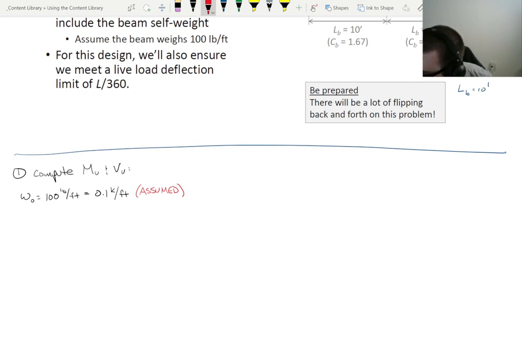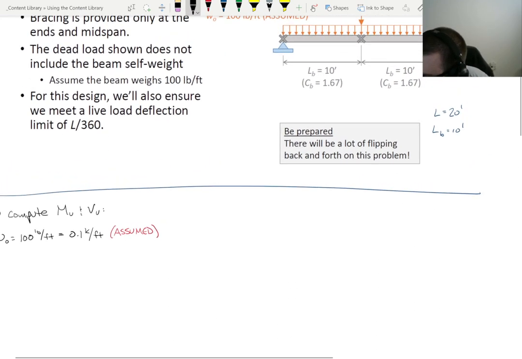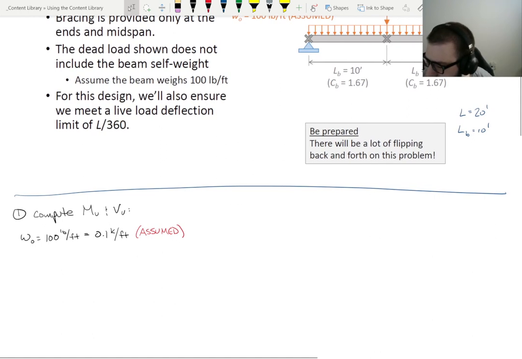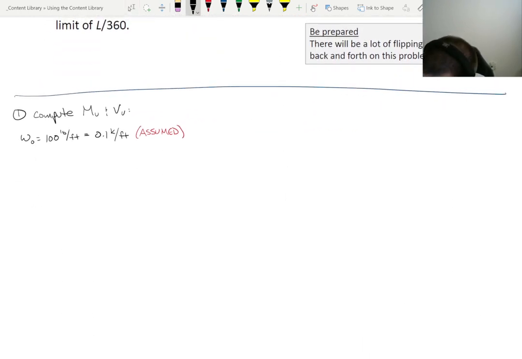Okay. We have a span length of 20 feet. I'll try not to do that too much in this recording, but I can't promise that I won't botch the calculations a little bit here and there. And then we have a live load of 65 kips.